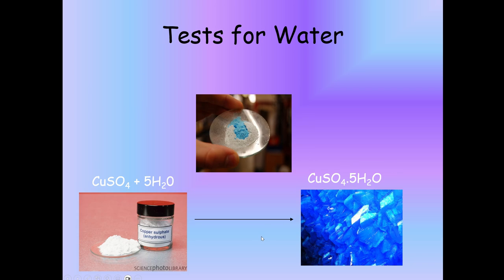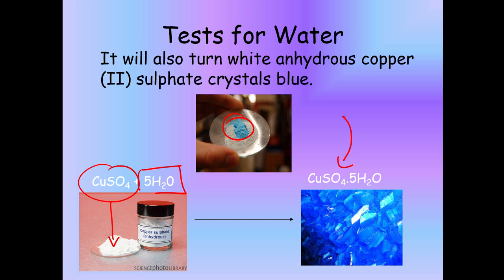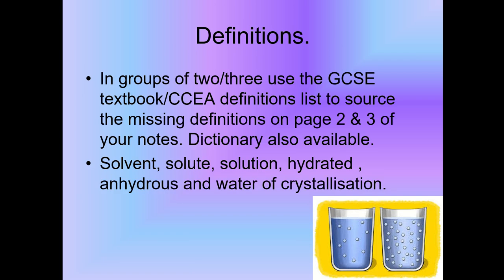The other test for water is using anhydrous copper sulfate. We've got anhydrous copper sulfate here. It is white. If we add water to it, we get what we call hydrated copper sulfate, which is what we have over here, and that is the blue color in the middle of the screen now. So those are your two tests for the presence of water.